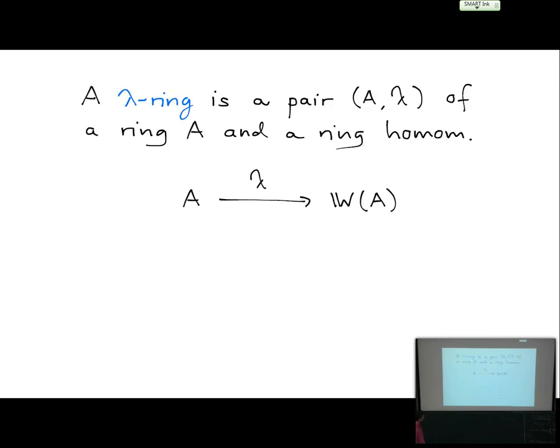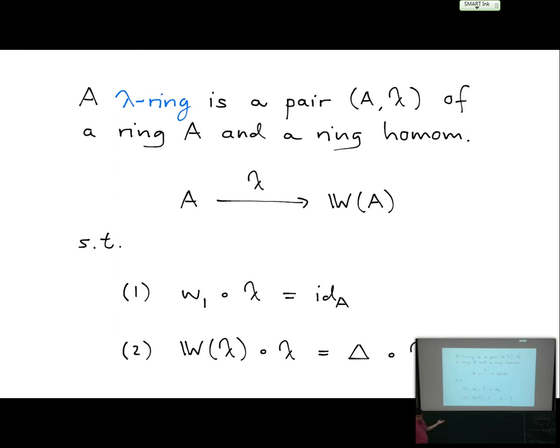And so now by definition, a lambda ring is a co-algebra over that co-monad. So it's a pair of a ring A and a ring homomorphism lambda to the ring of big Witt vectors, such that it's a co-algebra, meaning that if I compose this with the first Witt component, I get the identity map of A, and such that this formula holds. If I compose lambda with the map induced by lambda, I get the same as if I compose lambda with the map delta.